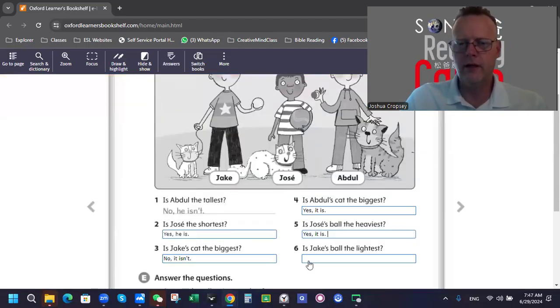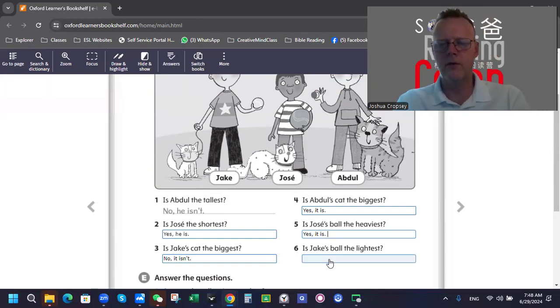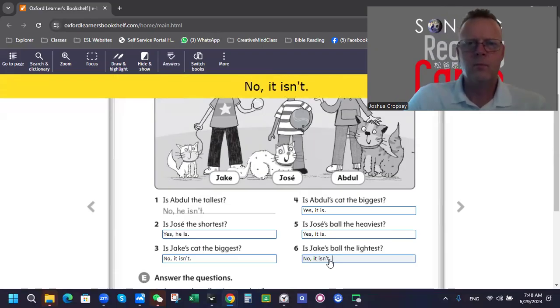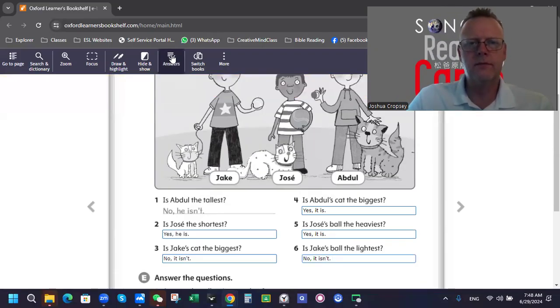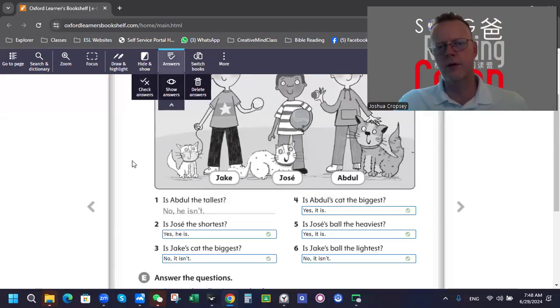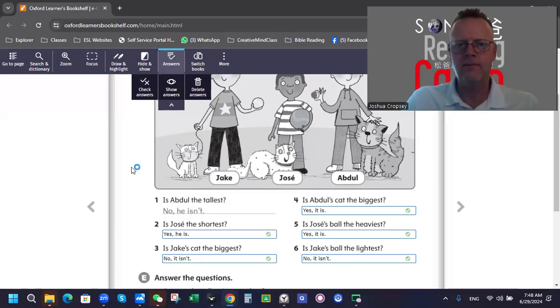And then finally, is Jake's ball the lightest? Well, no, look at this. Abdul's ball is tiny. So we have to say, no, it isn't. All right, let's check our answers. Bada boom, we got those all correct. Good job, everybody.